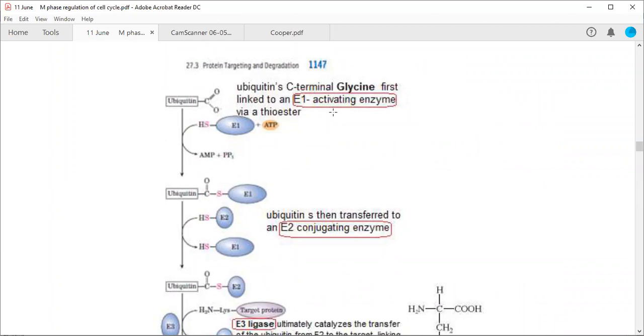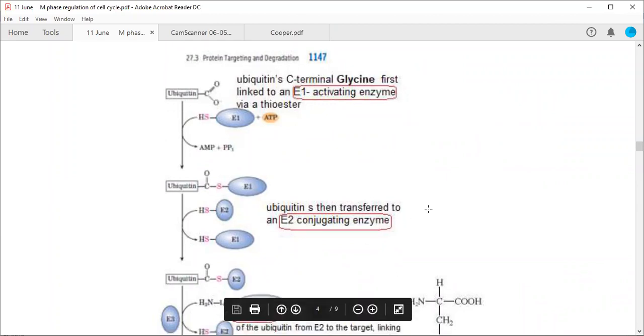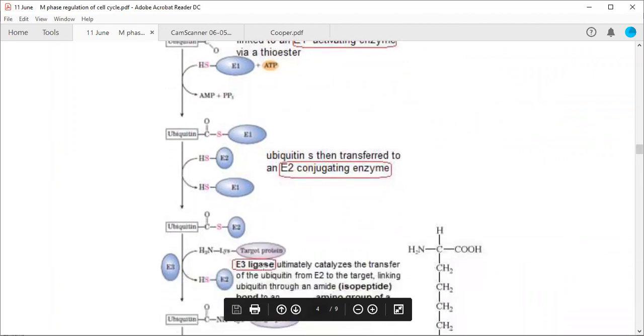So who is the enzyme? This E1 enzyme is called the activating enzyme. Simply, there is no special name; these are very simple terms used here. E1 is the activating enzyme, E2 is the conjugating enzyme, and E3 is a ligase which is used to ligate this particular ubiquitin to the target protein, so that it can be tagged for proteasomal degradation.